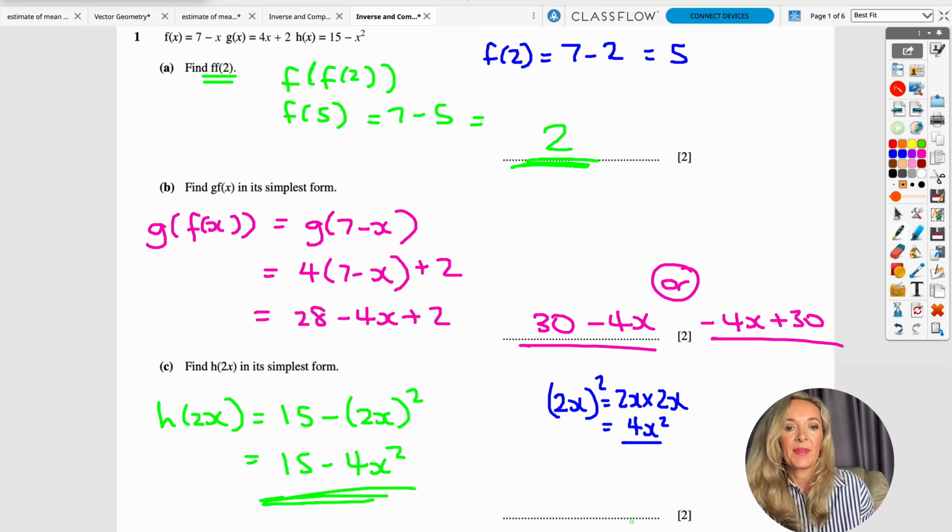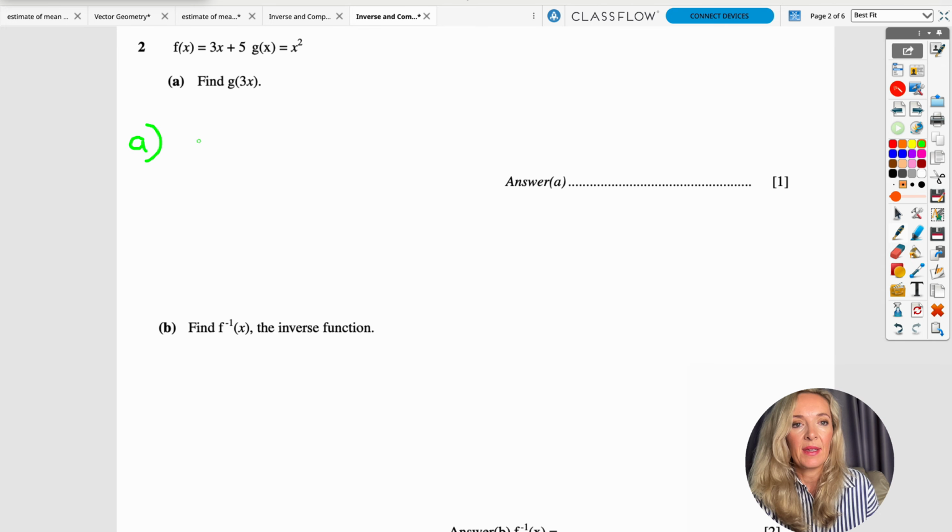Okay, question 2. So now we've got two functions, f and g, and we're going to put 3x into g. Now this is very similar to what we just did actually. So we know that the function g just squares the thing. So if this thing is now 3x, we are going to square 3x. And what do we get? 3x multiplied by 3x is 9x squared. Okay, so just 1 mark for that one.